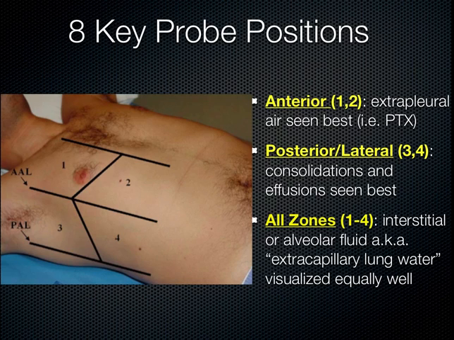Anteriorly is the best place we look for pneumothorax because when a patient is supine, this is where the extrapleural air will be seen. Posterolaterally, we can best see consolidations and effusions because of the gravity dependence of these. And in all zones, we should be able to see extravascular lung water equally well. For instance, if a patient has pulmonary edema, this should be diffuse.